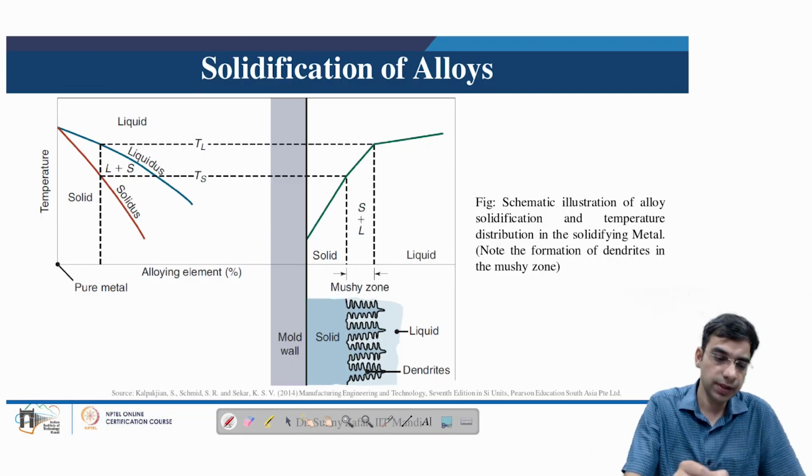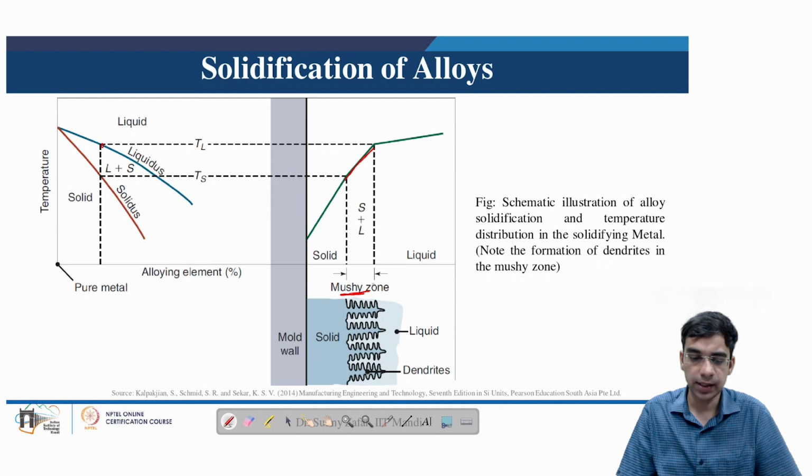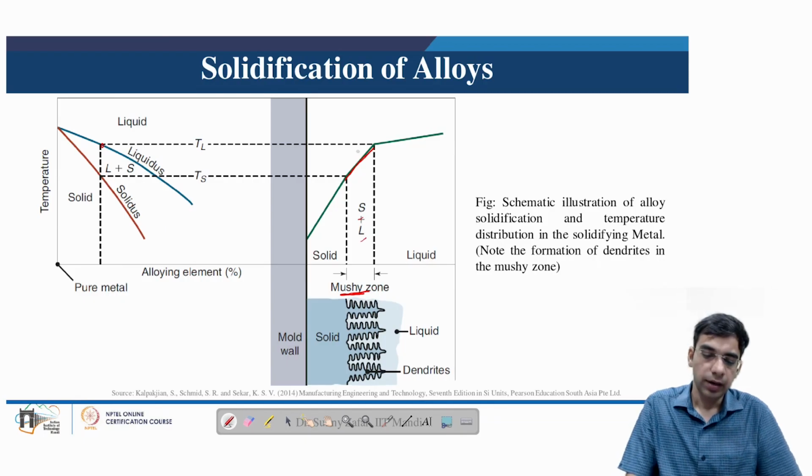So what happens once we pour any alloy for solidification? Once the temperature hits the liquidus temperature level, the solidification progresses, and in between the solid and liquid phase there is a mushy zone. What we mean by mushy zone is the coexistence of the solid and liquid in between, and upon further drop in temperature, of course, the solid alloy is generated.